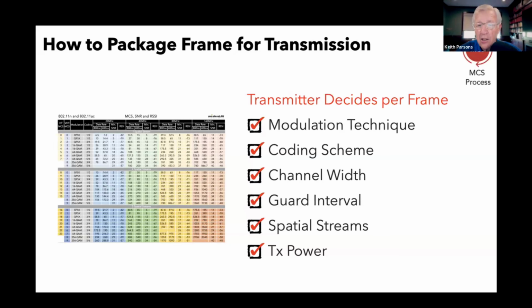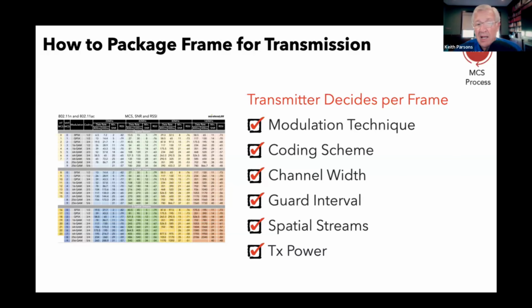So the transmitter is going to look and say, I need to set a modulation technique. I need to set a coding scheme. I need to use a certain channel width. I need to set a guard interval. I need to transmit on a number, 1, 2, 3, 4 spatial streams, and I need to set my transmit power. All of those have to be decided before the payload itself is converted from ones and zeros into radio waves. All of that process is called the MCS, the modulation and coding scheme.